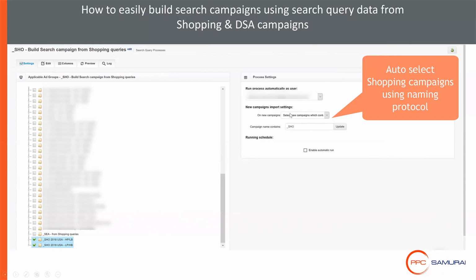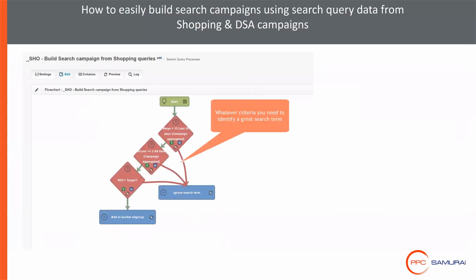Now, the benefit of using this is that, let's say I open up a new shopping campaign tomorrow, then this process will automatically attach that shopping campaign in this tree here. It will see it come in, see that it contains _SHO, and tick it automatically. So you don't need to maintain the campaigns in the selection tree here. It's done automatically using your naming protocol. So that's pretty neat.